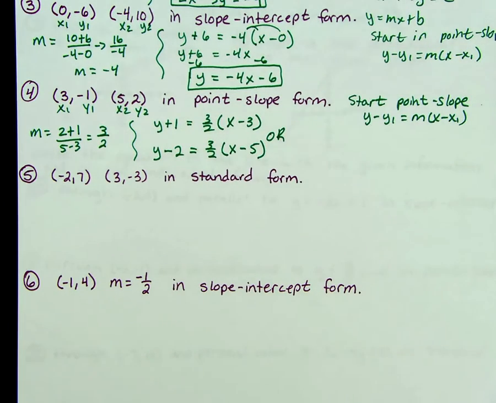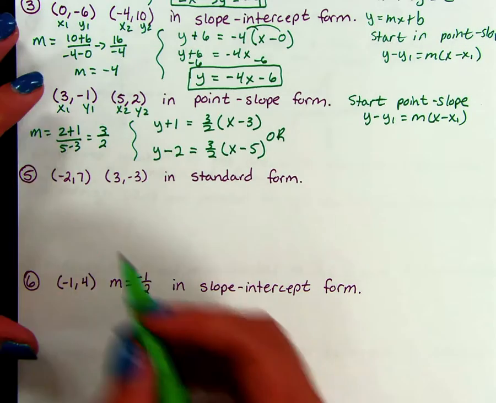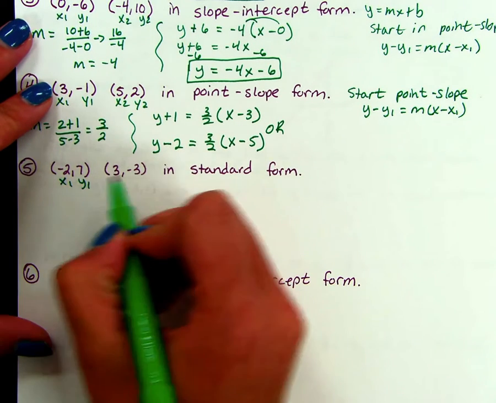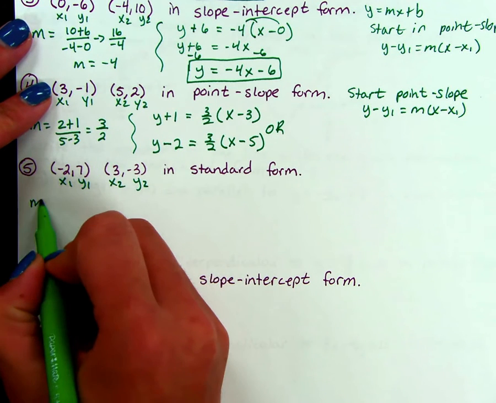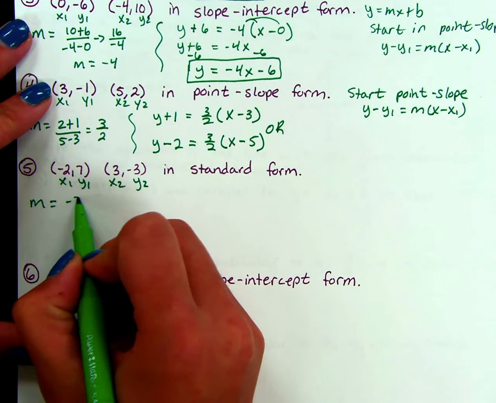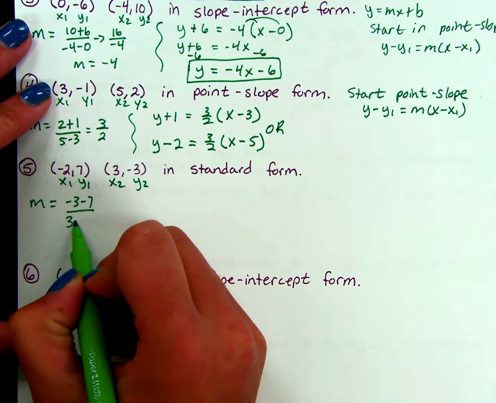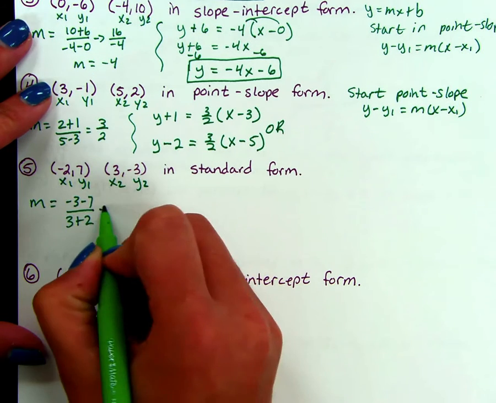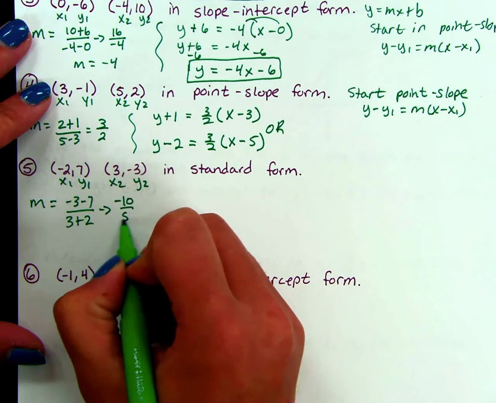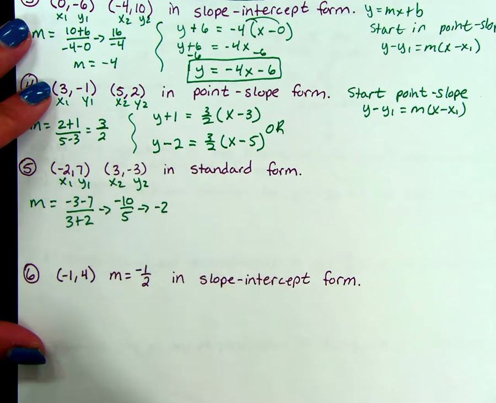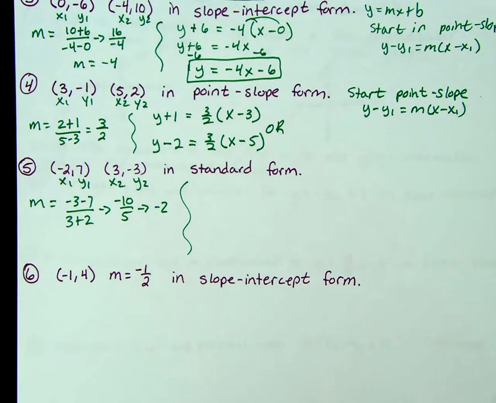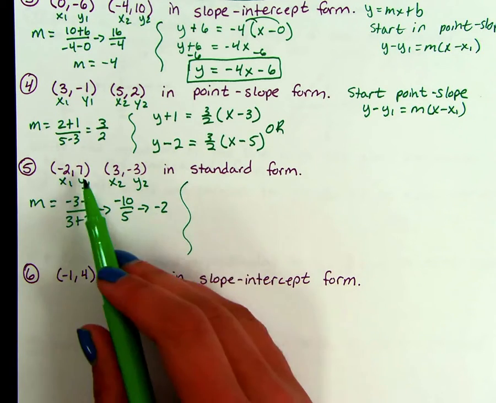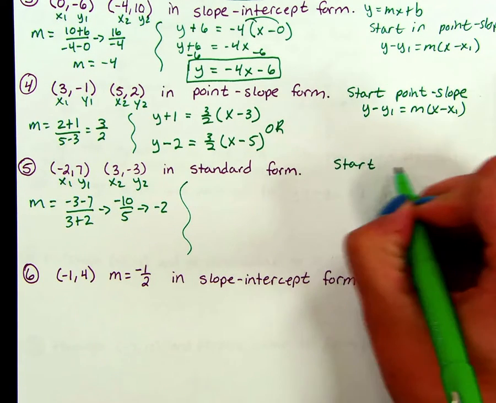All right, another example. So again, starting with 2 points, before we do anything, we find the slope. So to find the slope, we have to use our slope formula. So m equals negative 3 minus 7 divided by 3 minus the negative 2, so it becomes a plus. Simplify. So negative 10 over 5 reduces to negative 2. So there's our slope. So again, when we're looking, we have a slope and we have a point. So we have to start in point slope.